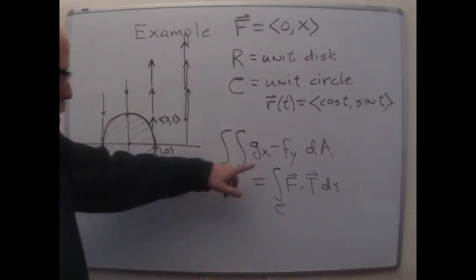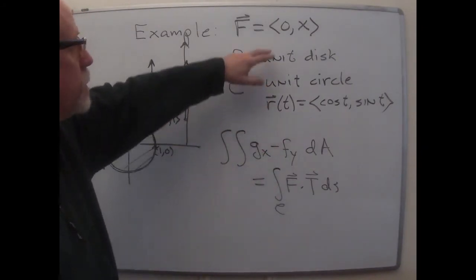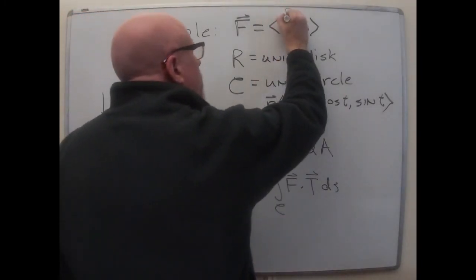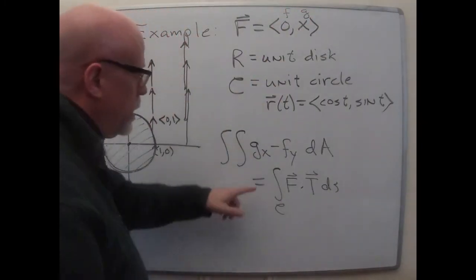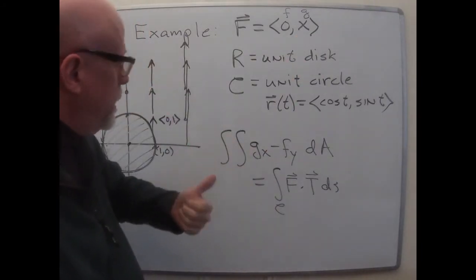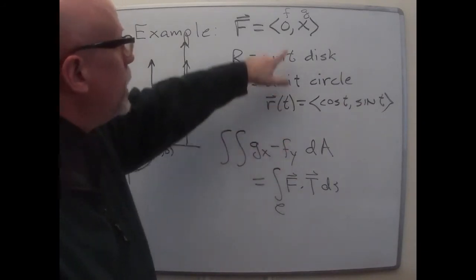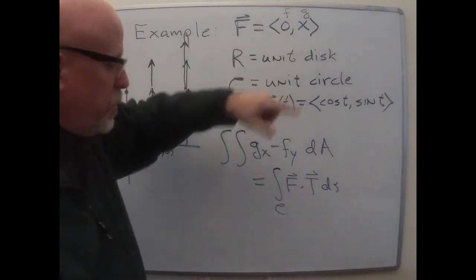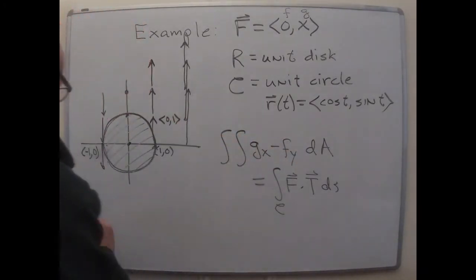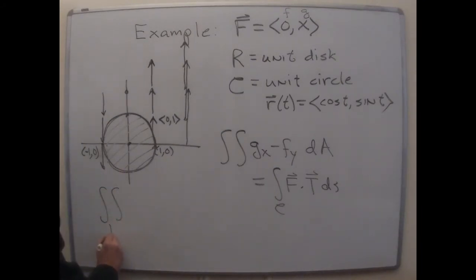Great, so what is g sub x and what is f sub y? G is this second function, right? I should probably point them out to you. The first one is f, the second one is g. So g sub x is x differentiated with respect to x, so that's 1. And then minus f sub y, well, f is 0, so when we differentiate it, it's 0. So this guy is a 1. What we've got is the double integral over our region of 1 times dA, or just dA.